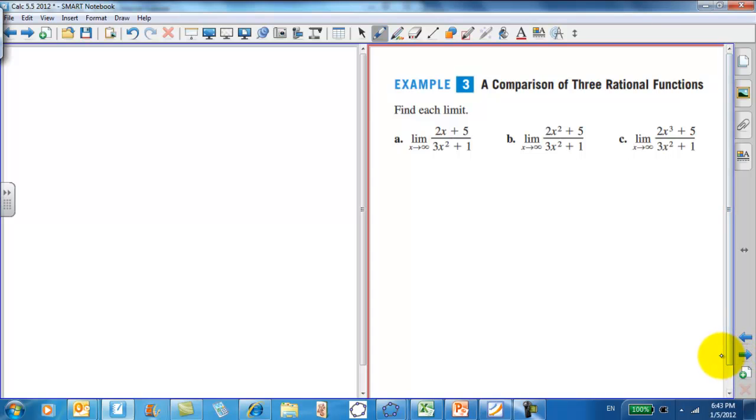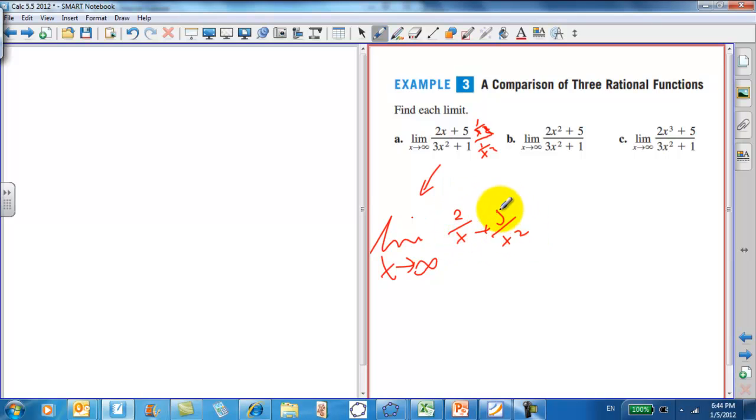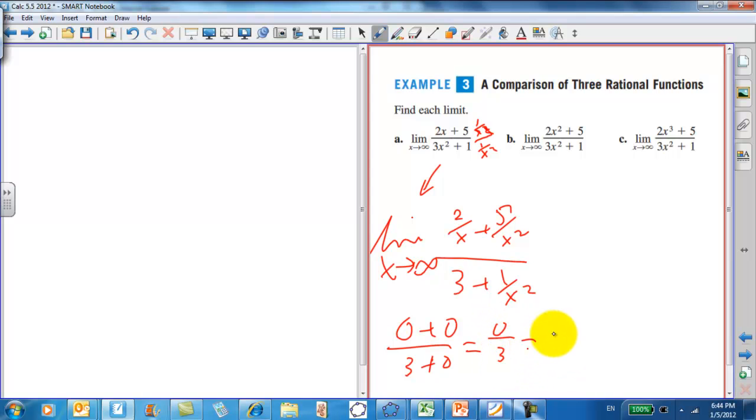Now let's look at these three rational functions. And again, to deal with each of these, we can multiply by 1 over x cubed, in this case 1 over x squared, by 1 over x squared. So this gives the limit as x goes to infinity of 2 over x plus 5 over x squared all over 3 plus 1 over x squared. And so these terms are all going to go to 0. And so we get 0 plus 0 over 3 plus 0. Essentially just 0 over 3, which is 0.